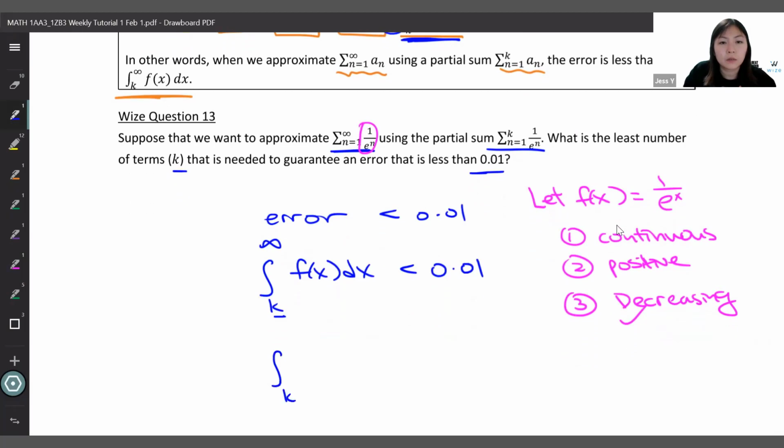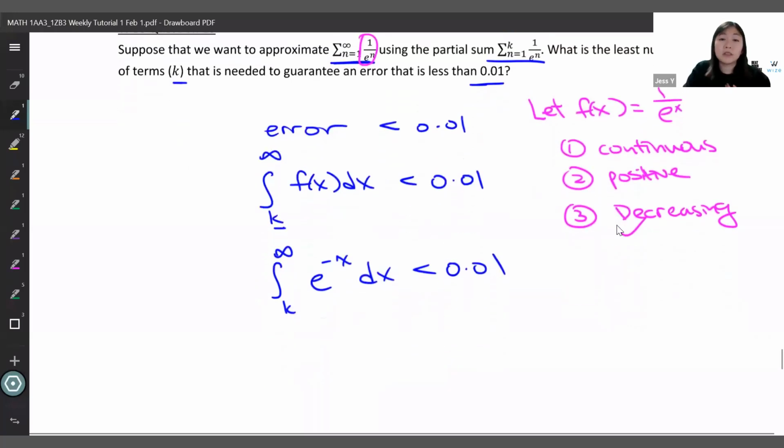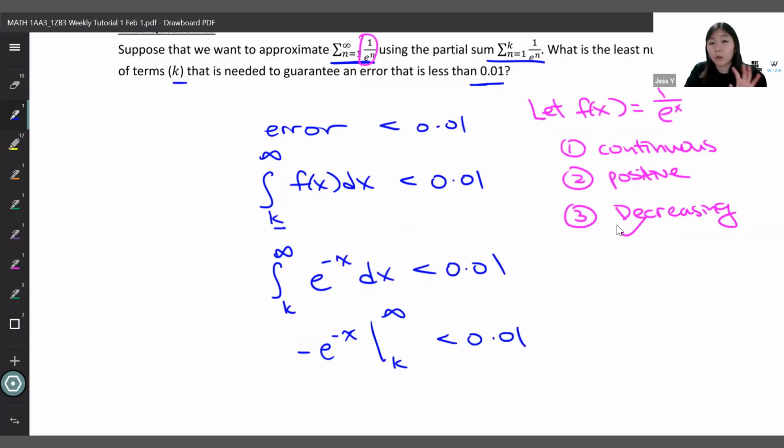So this is the integral from k to infinity of 1 over e to the x. I'm just going to rewrite it as e to the negative x so that it's easier to integrate. The integral of e to the x is super nice. It's just e to the x. But since we have e to the negative x, we need to divide by negative 1, or multiply by negative 1. So again, I'm using some integration techniques that you learned before. If you have questions about it, let me know. I'm happy to answer them.